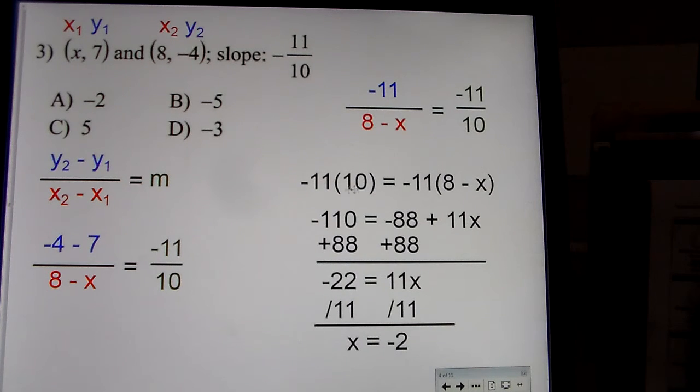-11 times 10 is equal to -11 times (8 minus x). -11 times 10 gets you -110. -11 times (8 minus x) is -88 plus 11x. We then add 88 to both sides. So we get -22 equals 11x. We divide by 11 to both sides, and we get x equals -2. And that's our answer for number 3.